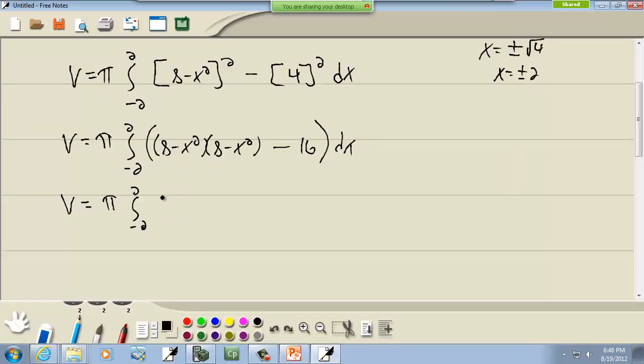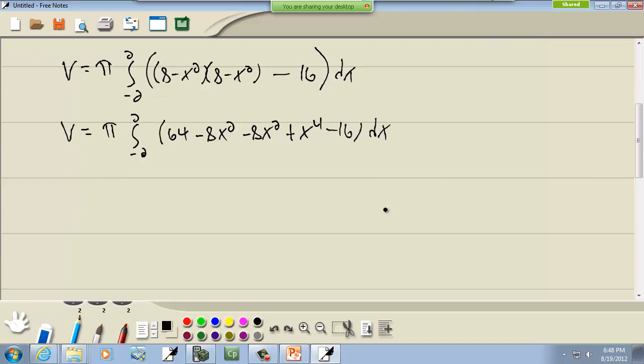Okay, so 8 times 8 is 64. 8 times negative x squared is negative 8x squared. Negative x squared times 8 is negative 8x squared. And negative x squared times negative x squared gives us x to the 4th. Minus 16. Okay, and then we got x to the 4th first. Negative 8x squared gives us negative 16x squared. 64 minus 16 gives us 48 dx.